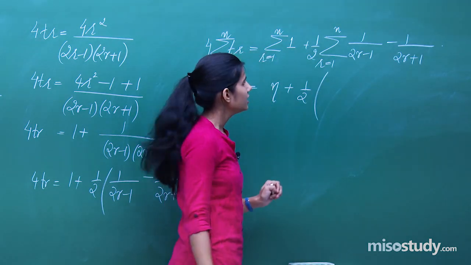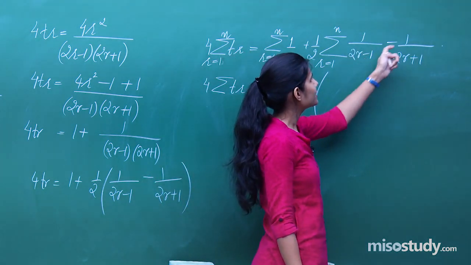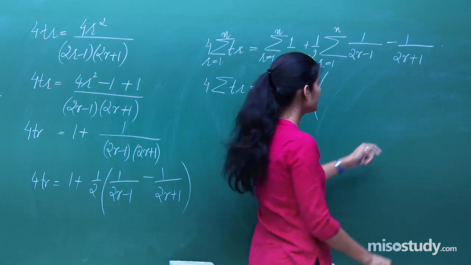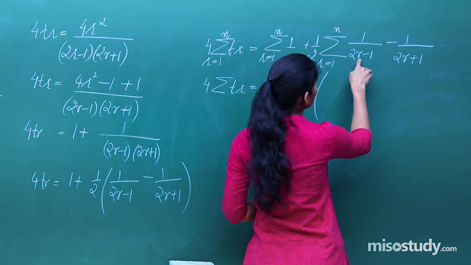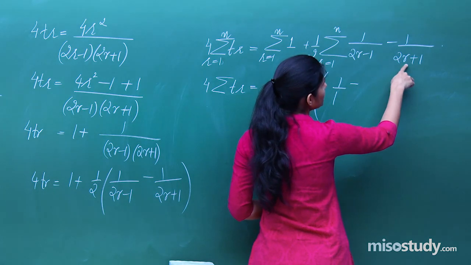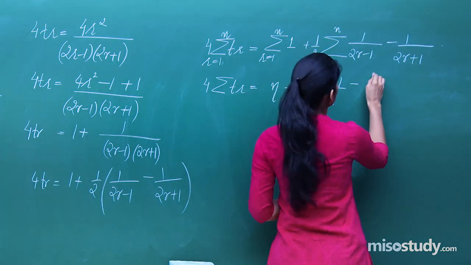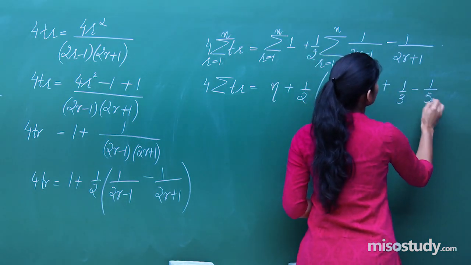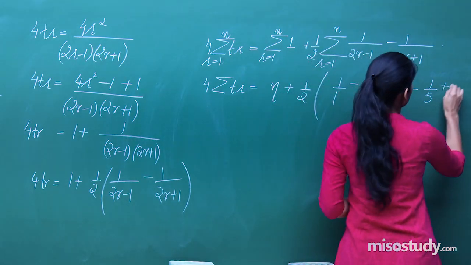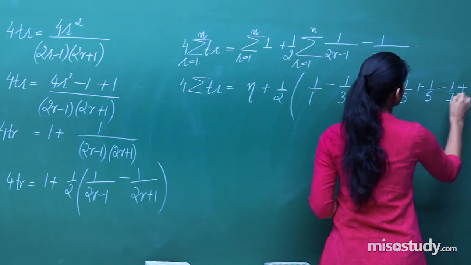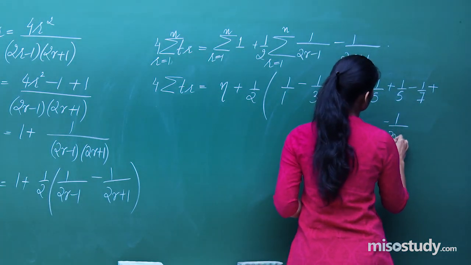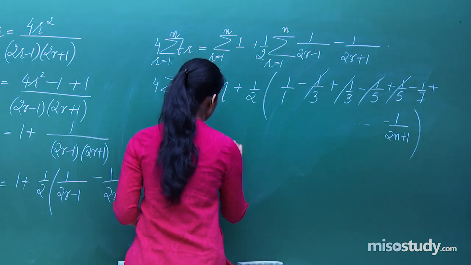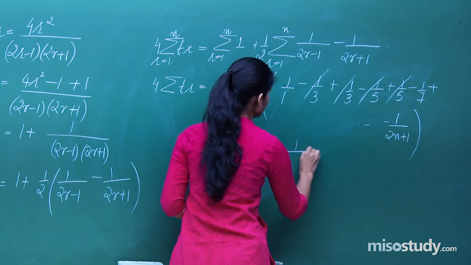Now you can very easily see you will have 1 by 1 minus 1 by 3 plus 1 by 3 minus 1 by 5, isn't it? See, if you put r equals 1, you get 1 upon 2 minus 1, which is 1. If you put r equals 1 over here, you get 3. So, you get 1 upon 1 minus 1 upon 3 plus 1 upon 3 minus 1 upon 5 plus 1 upon 5 minus 1 upon 7, and so on, you are going to get minus 1 upon 2n plus 1. So, everything is going to get cancelled. You will just be left with 1 minus 1 upon 2n plus 1.